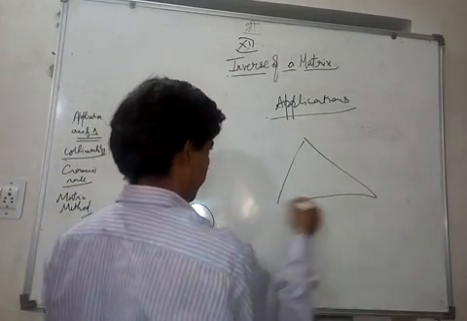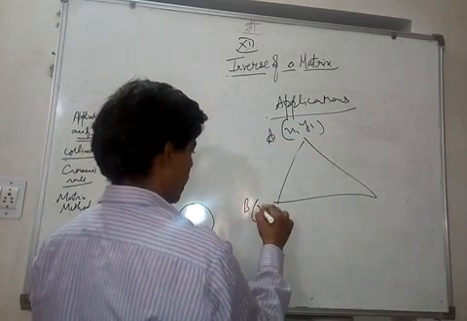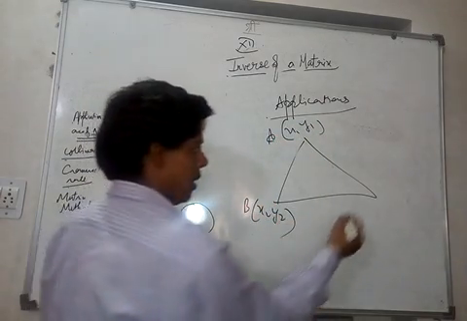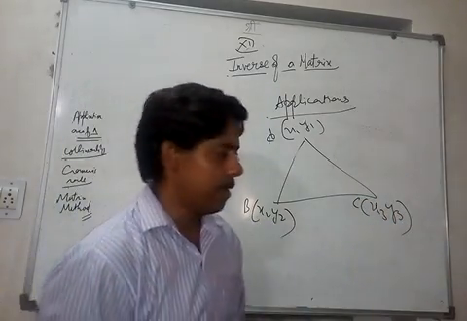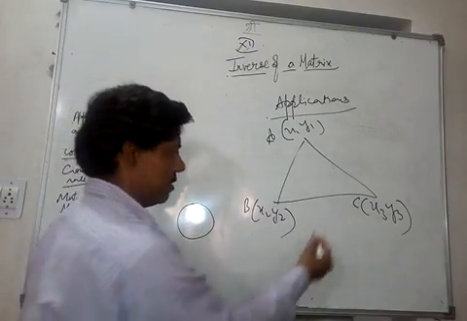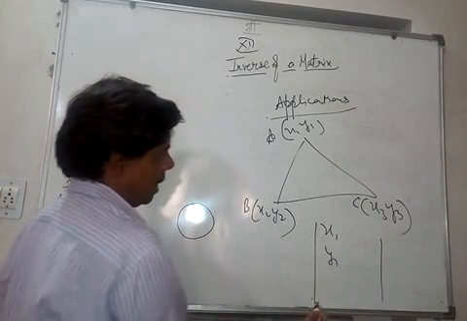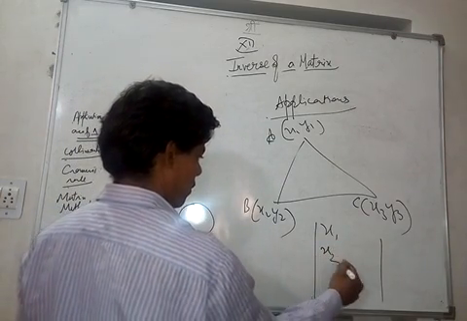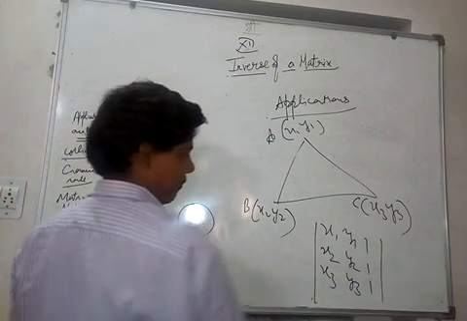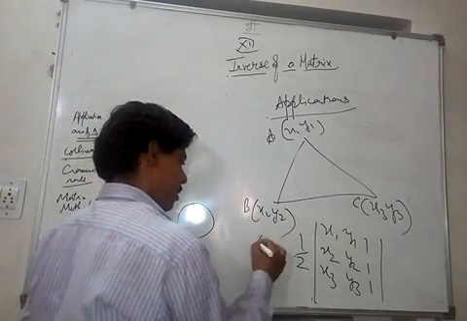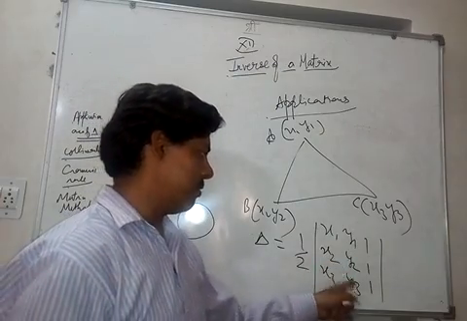Suppose we have a triangle here. The coordinates are x1, y1 for A, x2, y2 for B, and x3, y3 for C. We need to find its area, and we can find it using a determinant. I will write it like this: half times the determinant of rows x1, y1, 1; x2, y2, 1; x3, y3, 1.